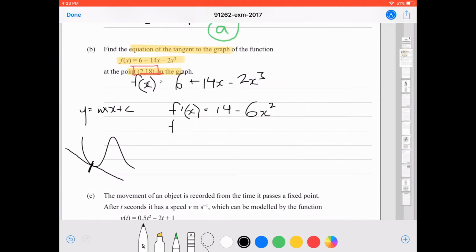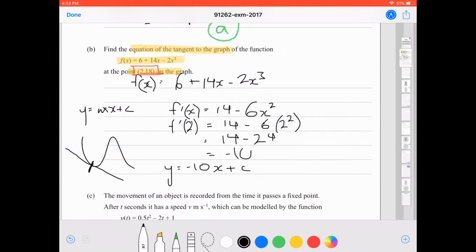So f dash of 2. So gradient at x equals 2. 14 minus 6 times 2 squared. That is 14 minus 6 times 4 is 24. So 14 minus 24. And that equals minus 10. And so we can say y equals minus 10x plus c. Okay, we're not done. We need to find the value of c, this constant here.